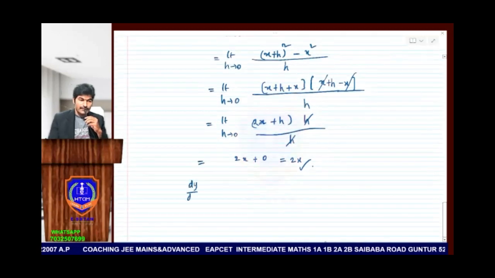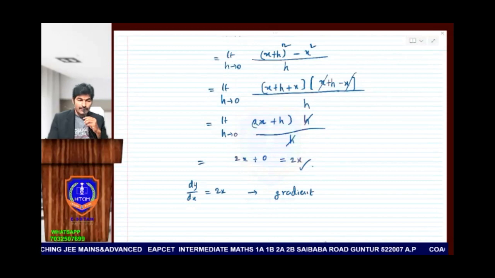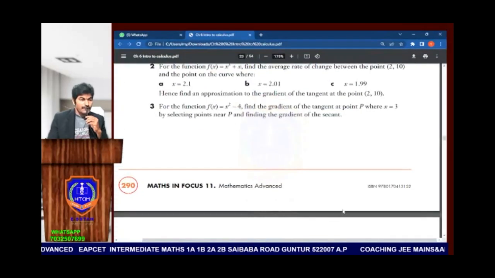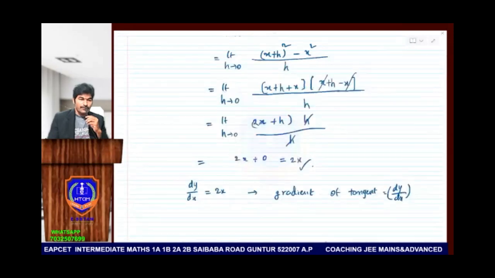Now we will consider this one as dy by dx, which is 2x, and we will find the gradient of the tangent, or slope you can also call it. The gradient of the tangent is at what point? He said x is equal to 3. Okay.